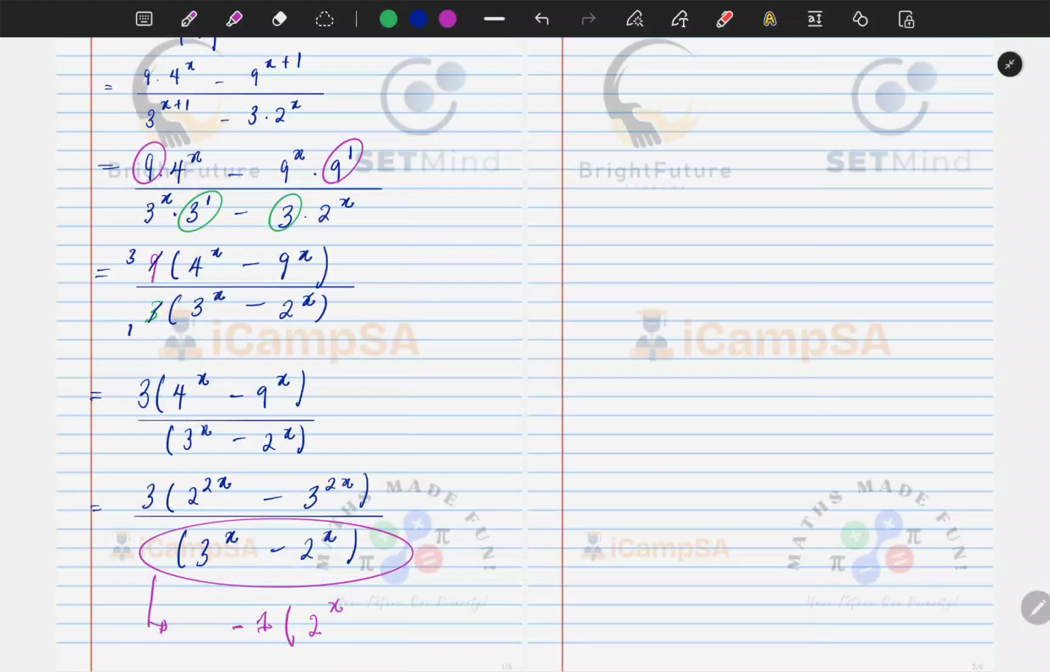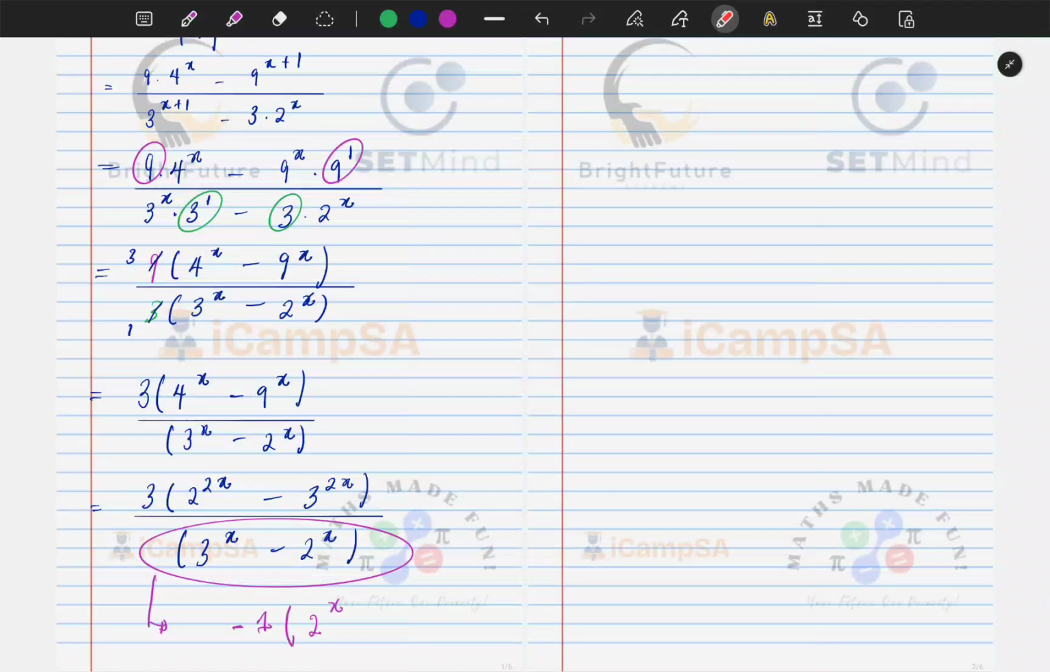If I say -1 times 2 to the power of x, it's going to give me -2 to the power of x. So I've taken out a negative sign, which is -1, and if I say -1 times 2 to the power of x, it's going to give me the same thing as this. Now what I want is a 3 to the power of x, and I want it to still be positive.